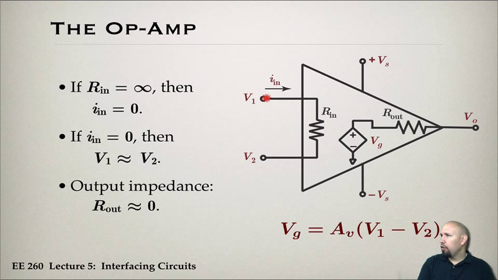But if you apply a non-zero voltage across this, then the output voltage is going to multiply that by this gain, and we said the gain is basically very large, or infinite gain. So these are the characteristics of an ideal op-amp.